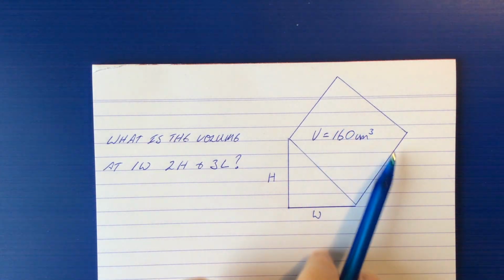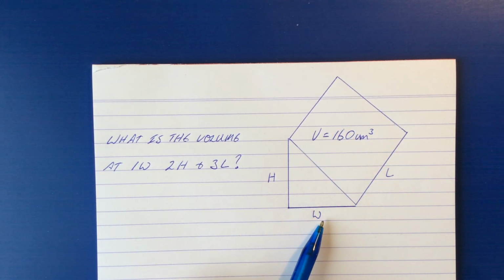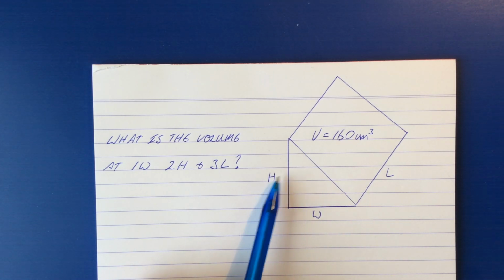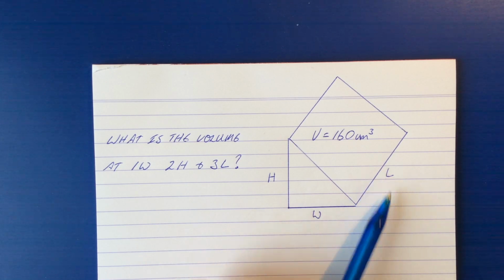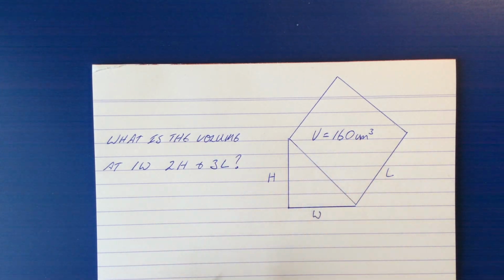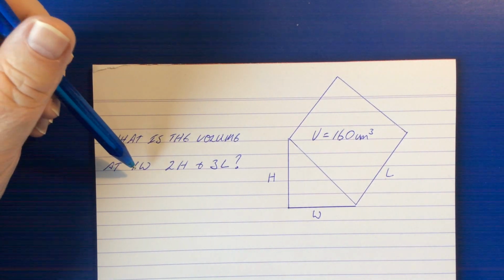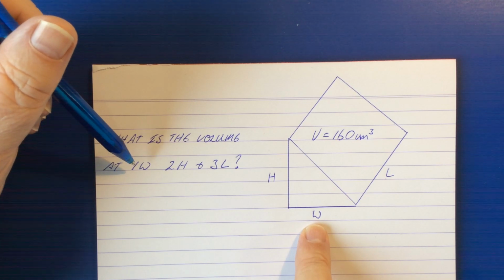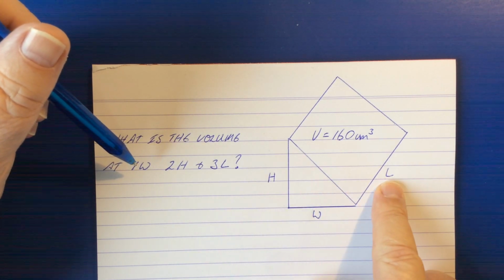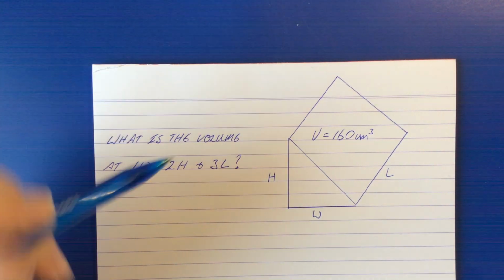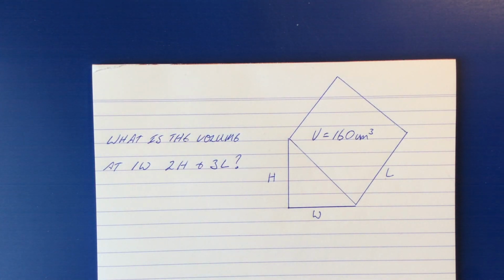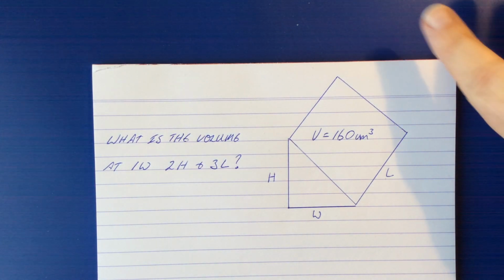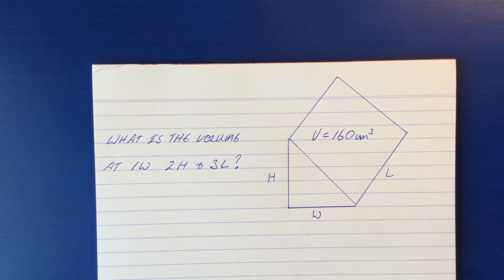Here is a triangular prism. The base is W, width, this is height, and this is length. And this thing has a volume of 163 centimeters cubed. And the question asked, what happens if we leave the width the same, we double the height, and we triple the length? And I thought about various ways in which a question like this could be answered.